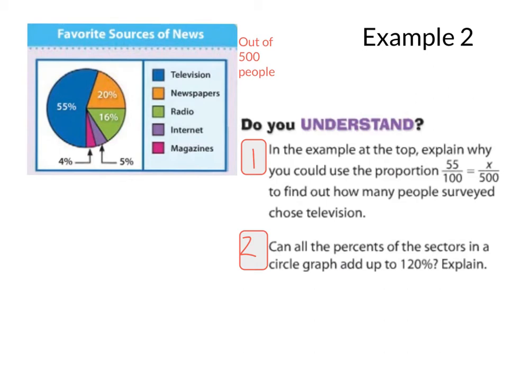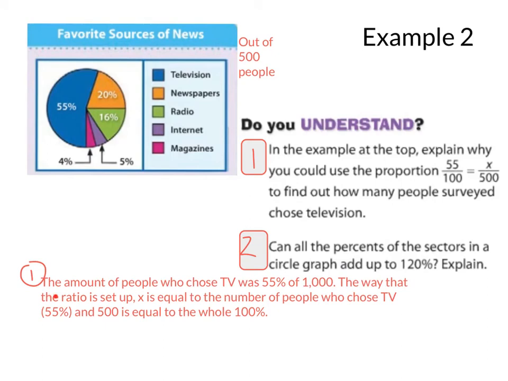Showing you the answer to number 1 in 3, 2, 1. So the amount of people who chose TV was 55% of 1,000, shown here. The way that this ratio is set up, X is equal to the number of people who chose TV, 55%. See how they're equal? They're both numerators. X is 55%. Over here is percentage, and over here is people. And 500 is equal to the whole 100%. 500 is the total, and therefore how many people equal 55%. So it works. And for number 2, no, all circle graphs add up to 100% and cannot go higher.